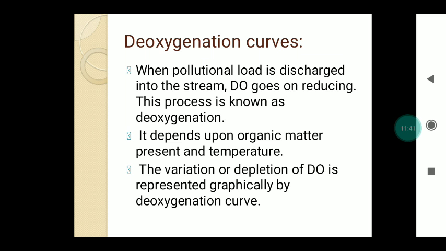In that, two concepts are very important. The first concept is the deoxygenation curve. When the pollutional load is discharged into the natural stream, the DO, that is dissolved oxygen, goes on reducing. That process is known as deoxygenation. That means when we discharge sewage into the natural stream, the bacteria present in the sewage utilize the dissolved oxygen from the water to decompose the organic matter present in the sewage, and dissolved oxygen goes on decreasing. That is deoxygenation, and it depends upon the organic matter present in the sewage and temperature. The depletion or reduction of the dissolved oxygen represented graphically is known as the deoxygenation curve.